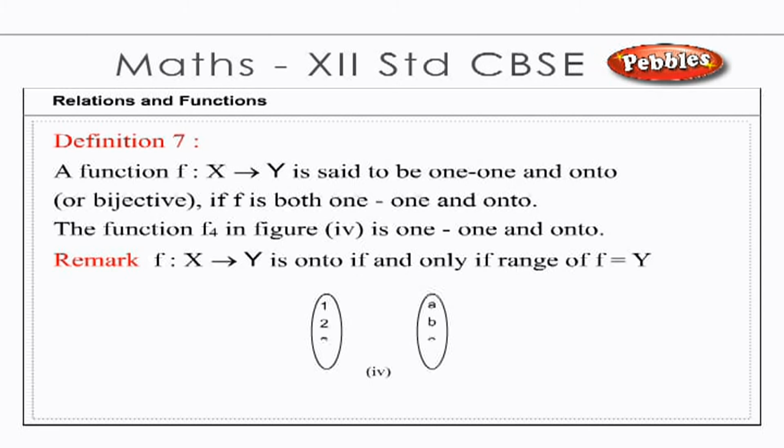Definition 7. A function f: X → Y is said to be one-one and onto or bijective if f is both one-one and onto. The function f4 in figure 4 is one-one and onto.